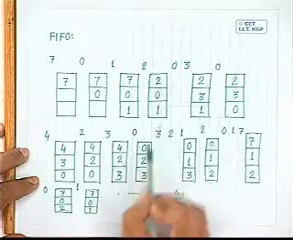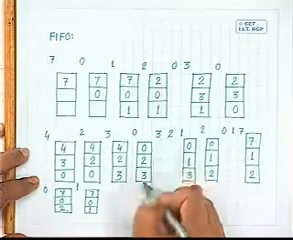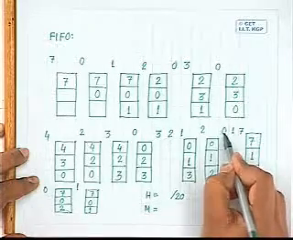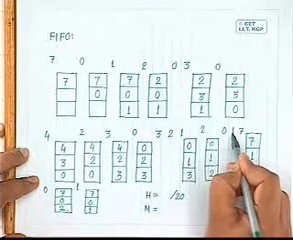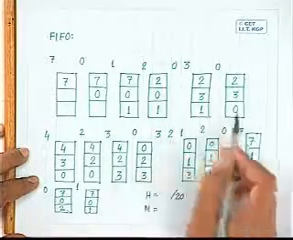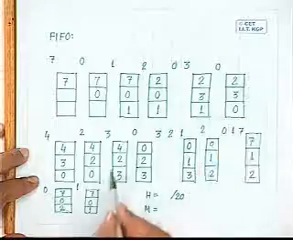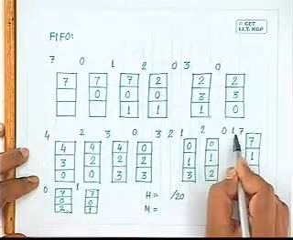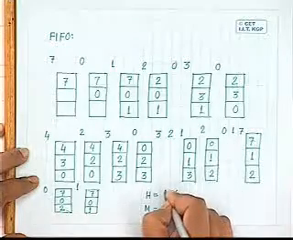Okay? Here, then here, I think only this, isn't it? So I have 1, 2, 3, 4, 5. Okay? So I have 5 hits.